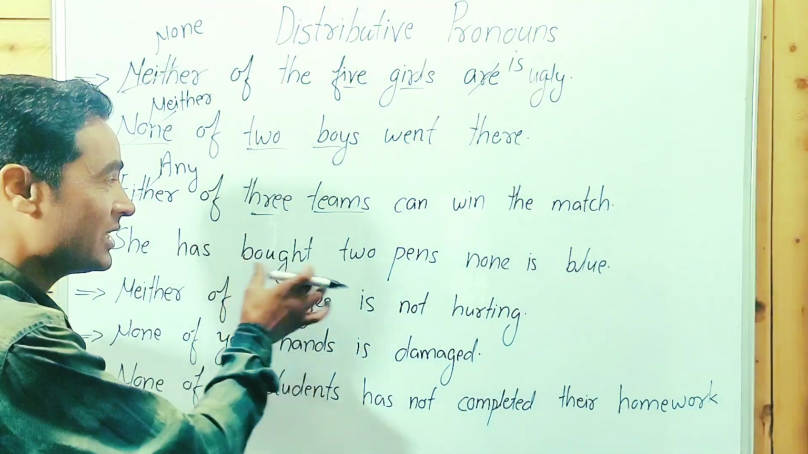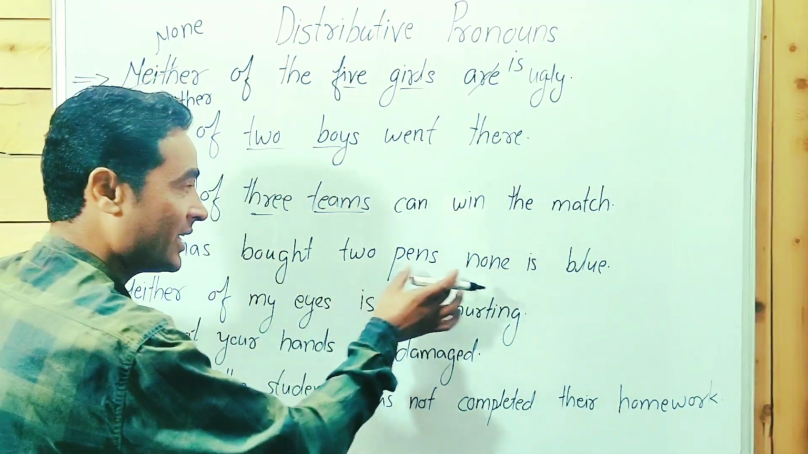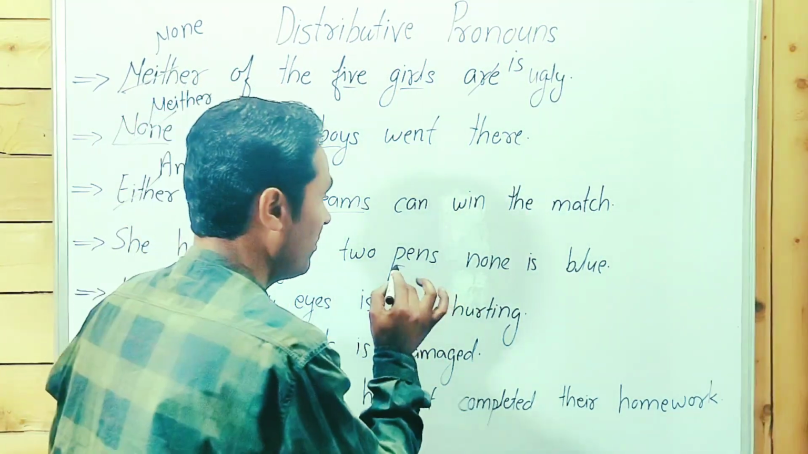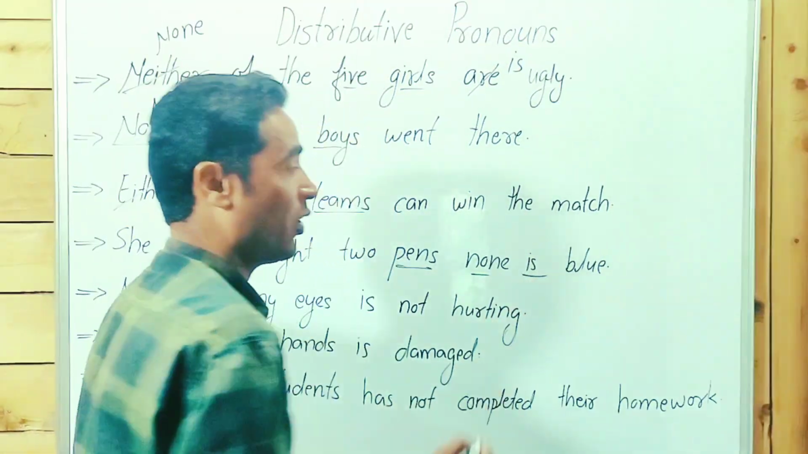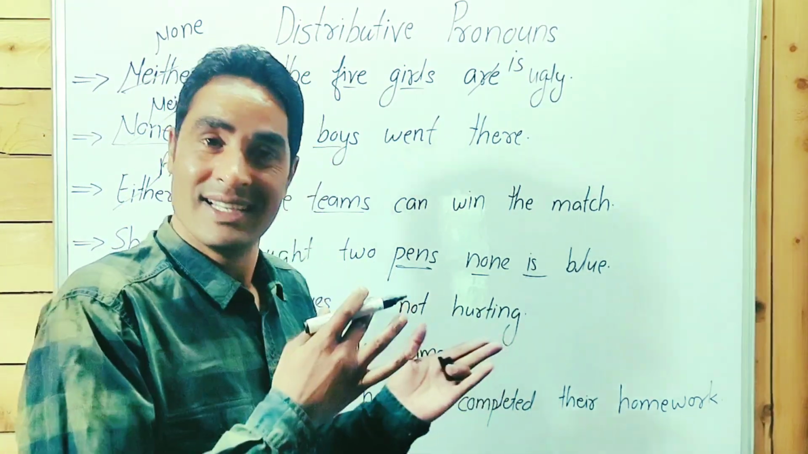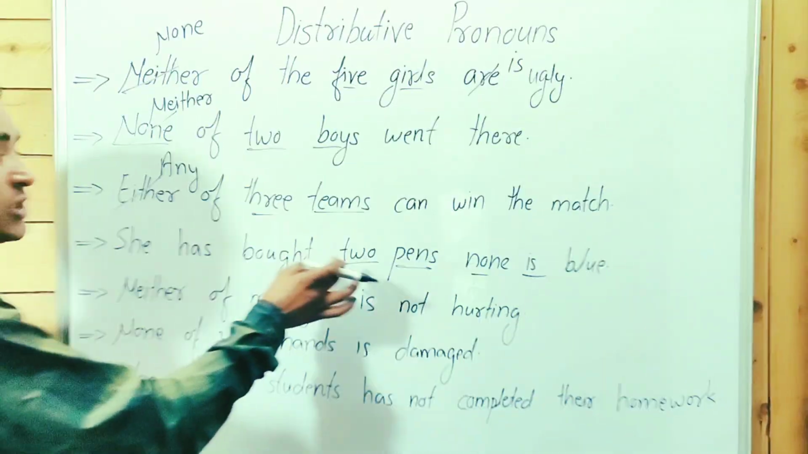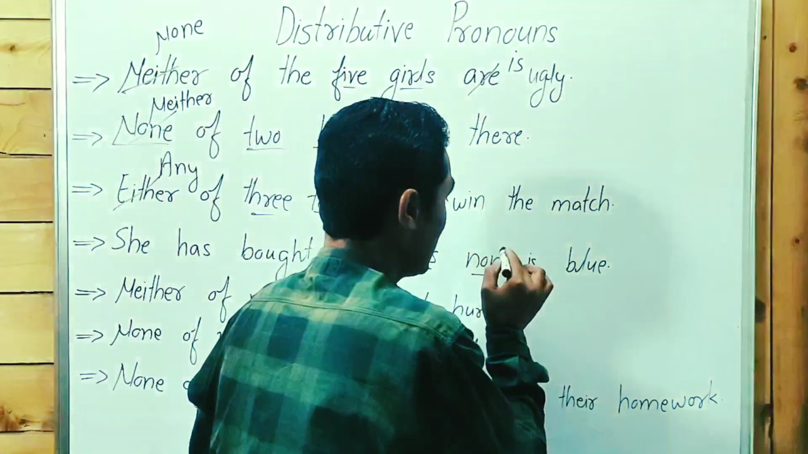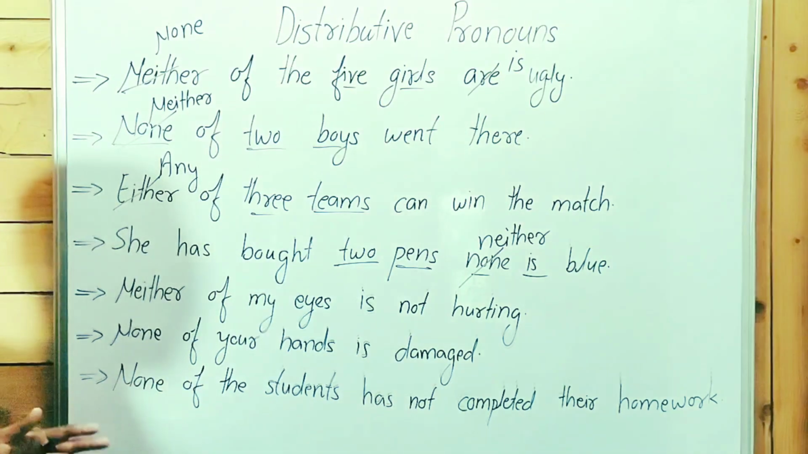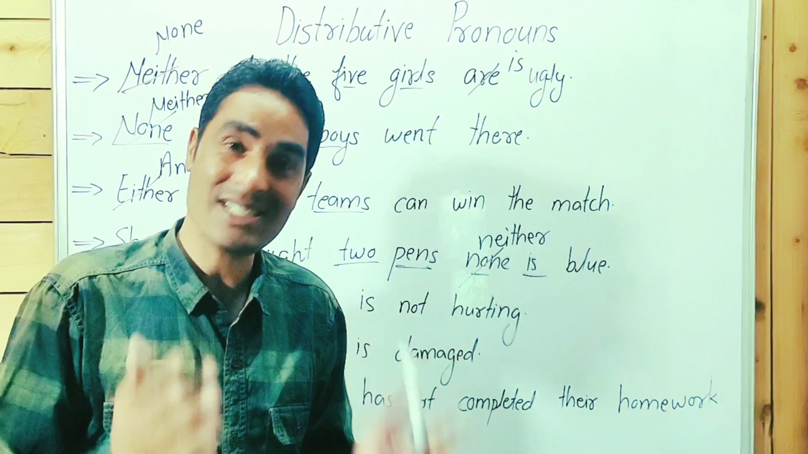She has bought 2 pens. None is blue. Pens is a plural noun, and none takes a singular verb. But guys, point to be noted, none stands for 0 out of many, and we are talking about 2 pens. So none is not correct; we use neither. Neither is blue, where neither stands for 0 out of 2. Neither is blue. One is red, another one is black.